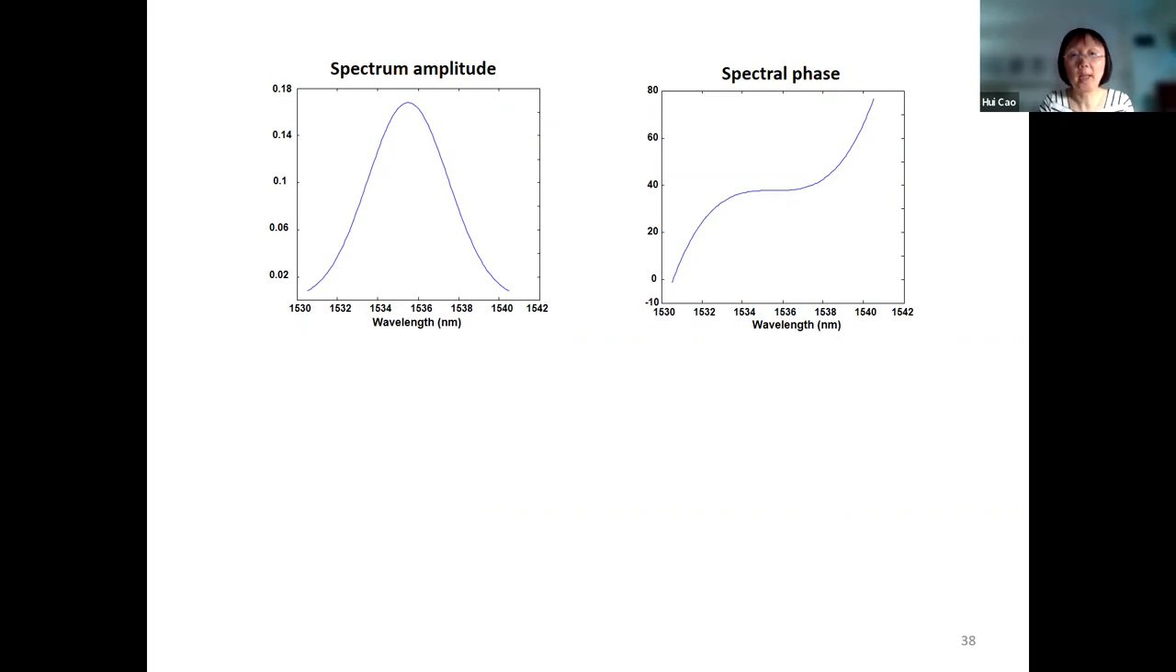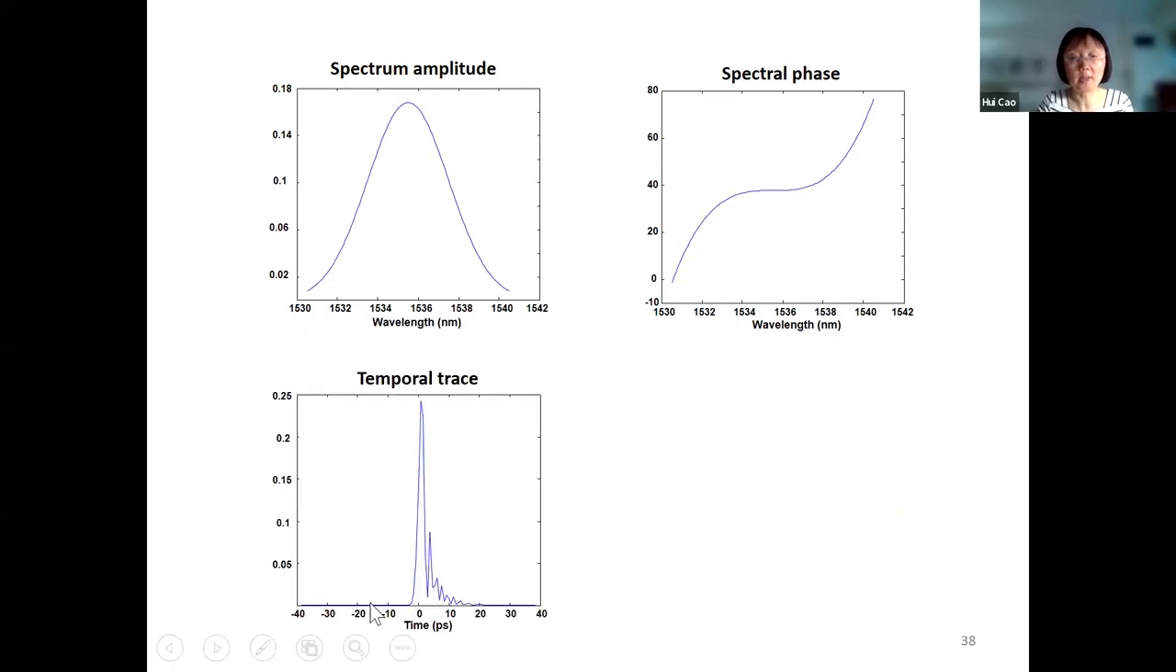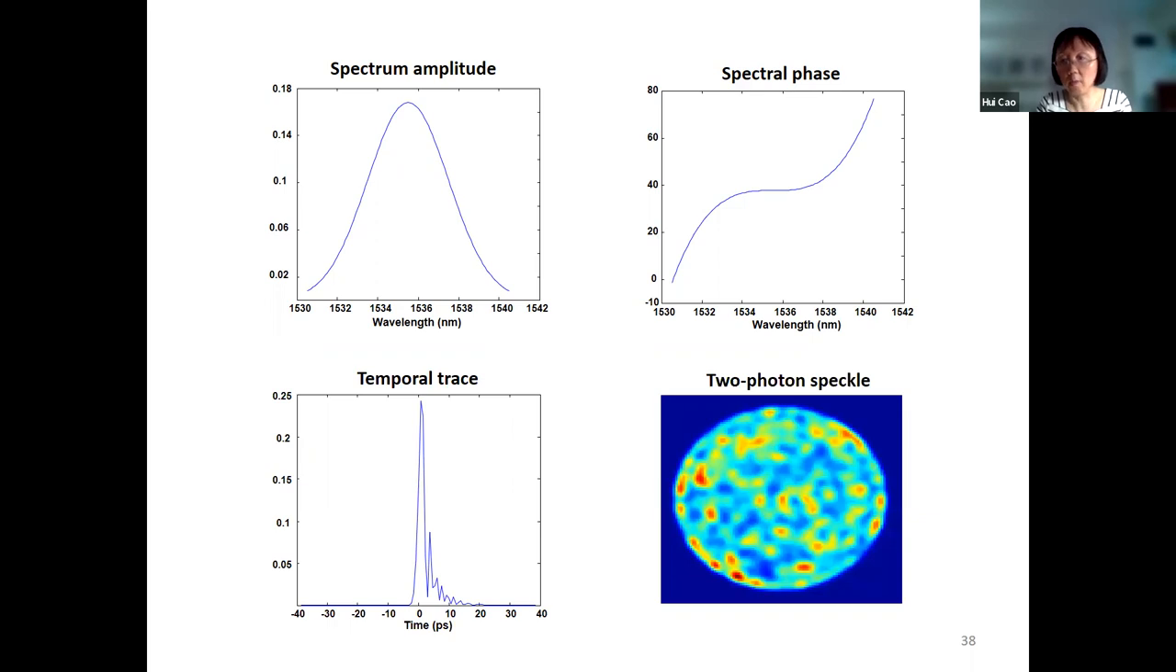For example, let's consider this input has a bandwidth here, right? And then there's some phase. So this is the spectral amplitude. This is the spectral phase. Okay. Now, this is what they generate as a temporal pulse shape. This is a simulation. Now, if we change the sign of the spectral phase, we inverse it, the temporal pulse shape is really just inverted in time. But the two photon spectral pattern is sensitive to the sign of the spectral phase. So therefore, the two photon spectral pattern is different.